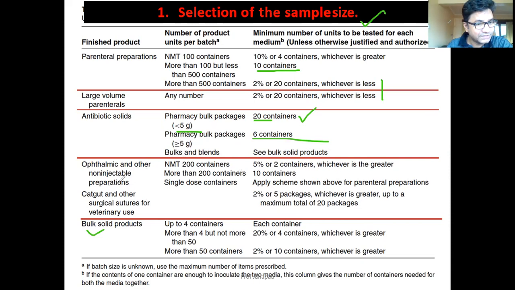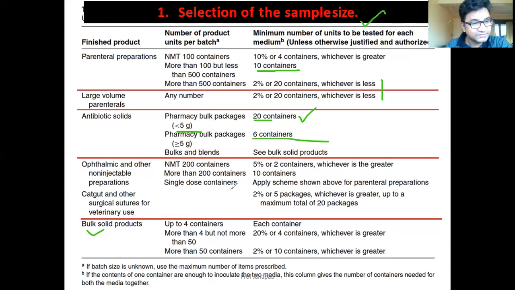Ophthalmic preparations, non-injectables. For example, ophthalmic preparations, non-injectables, catgut, surgical sutures, veterinary uses. You can follow these requirements. Not more than 200 containers, 5% or 2 containers, whichever is greater. More than 200 containers, 10 containers.